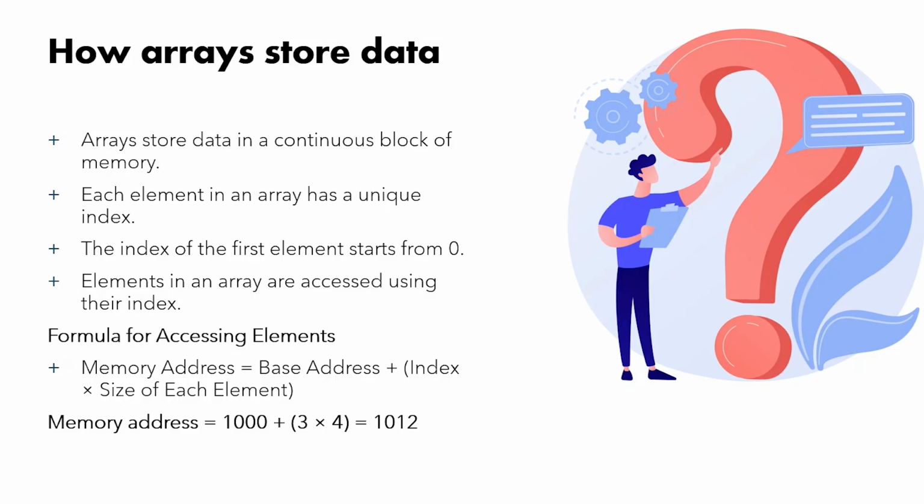So let's say you are storing the ages of students in an array, and each age takes up about 4 bytes of memory. Now let's say the base address of the array is 1000, and you want to find the age of the student at the index 3. This is how the computer computes this. It uses the formula memory address is equal to base address plus index multiplied by the size of each element, which is 1000 plus 3 times 4, which is 1012. This means that the student's age is stored at the memory address 1012. However, you don't need to worry about memory addresses, as these are handled internally by programming languages.